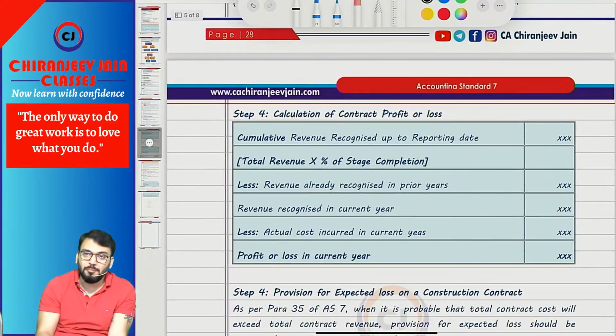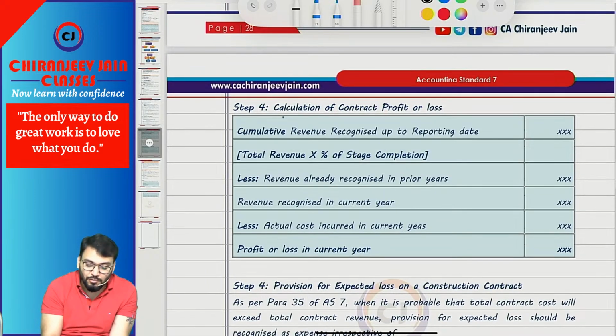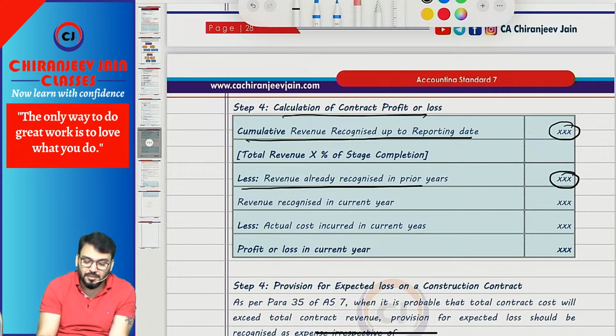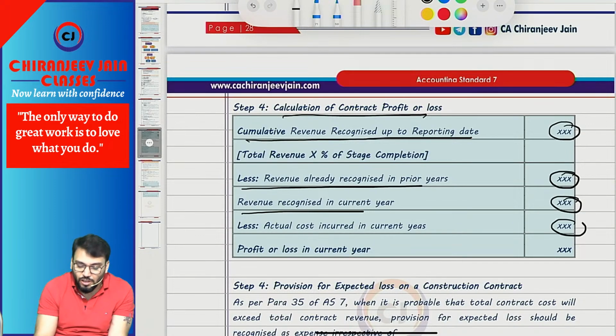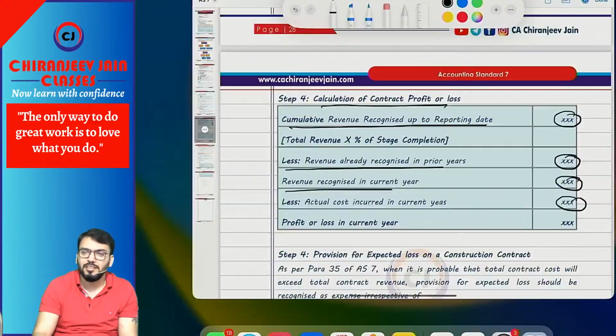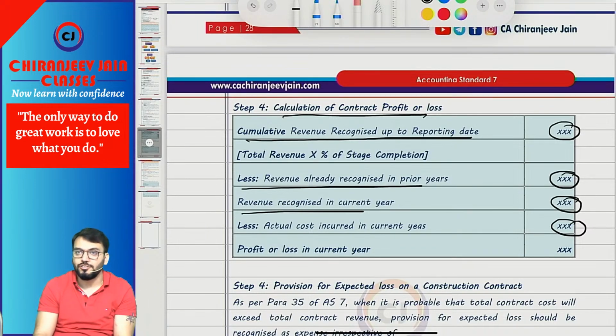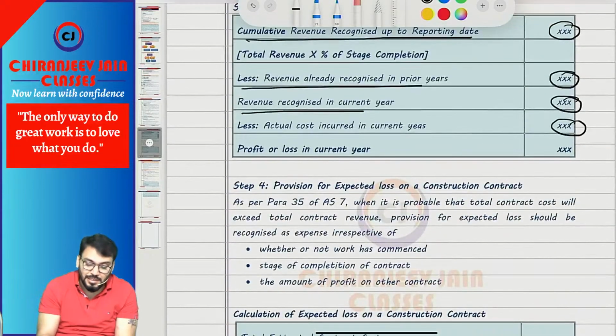Once you have identified stage of completion, then we apply step number 4, calculation of contract profit or loss. It will be cumulative revenue recognized up to reporting date, less revenue already recognized in prior year. ठीक है ना? So this becomes revenue recognized in current year. From this we can deduct actual cost. This will become profit in the current year. Here I have given it in a different way. From cumulative revenue we deduct revenue from the previous year, so that becomes revenue of the current year. From that we deduct actual cost. Correct.